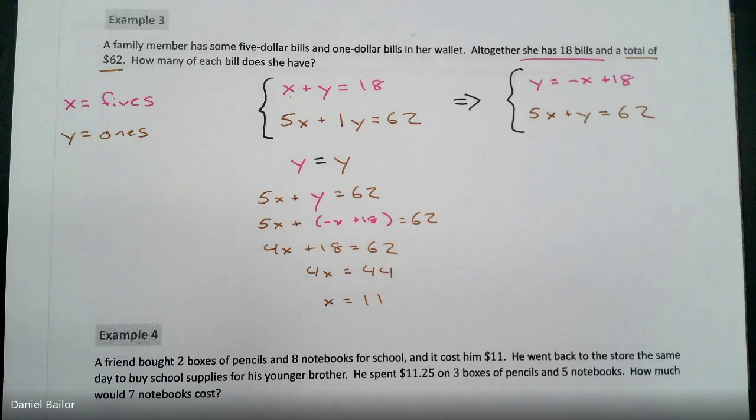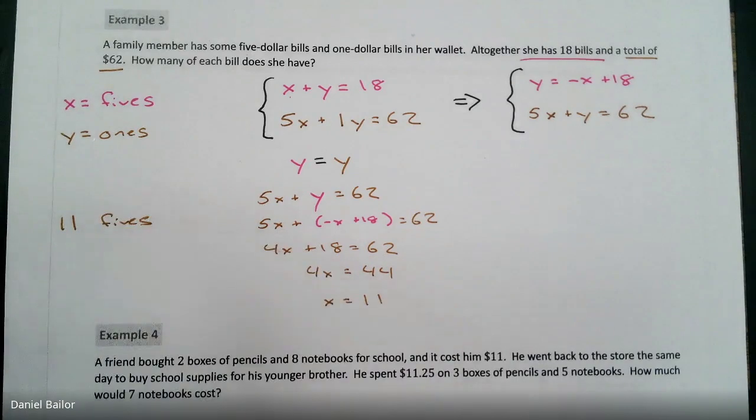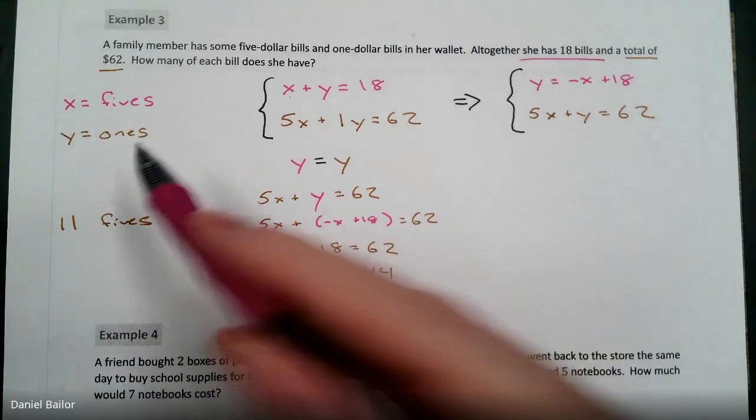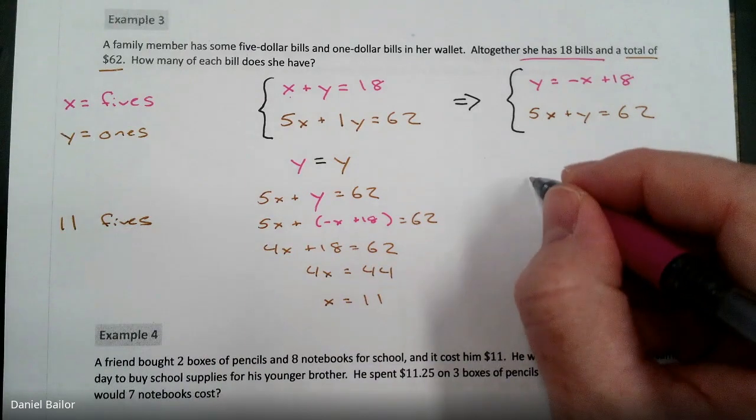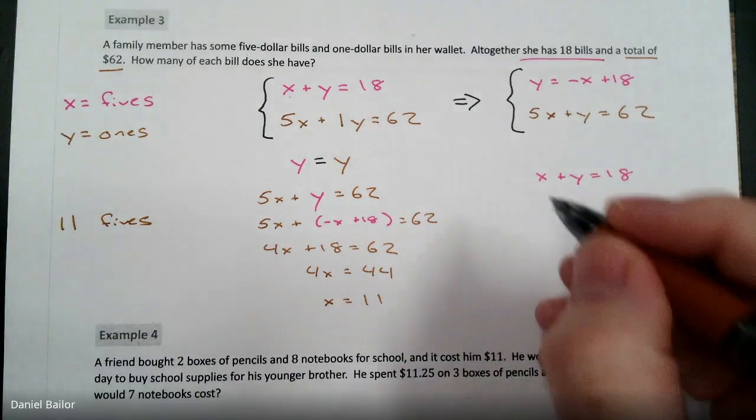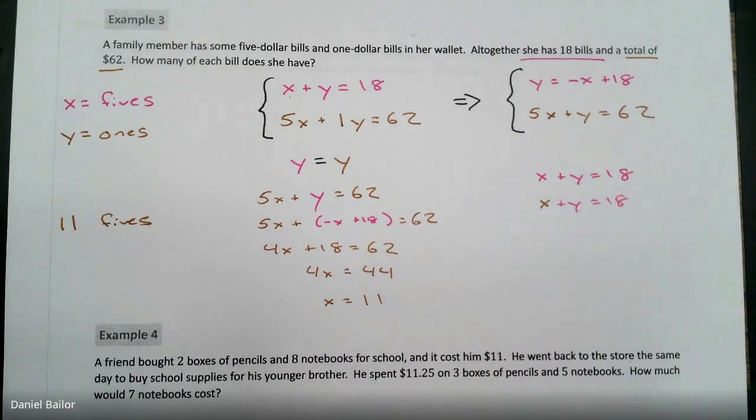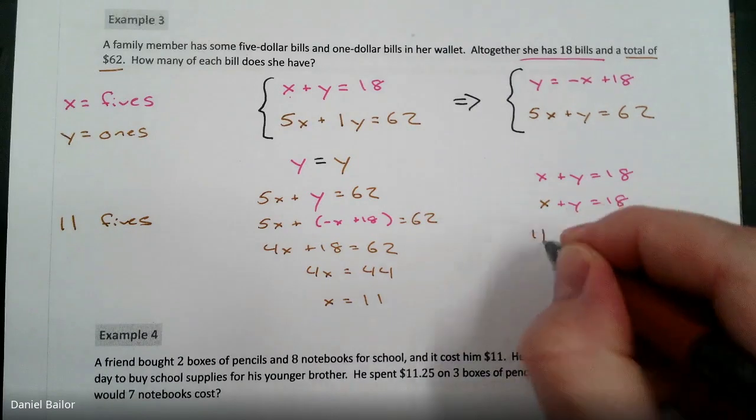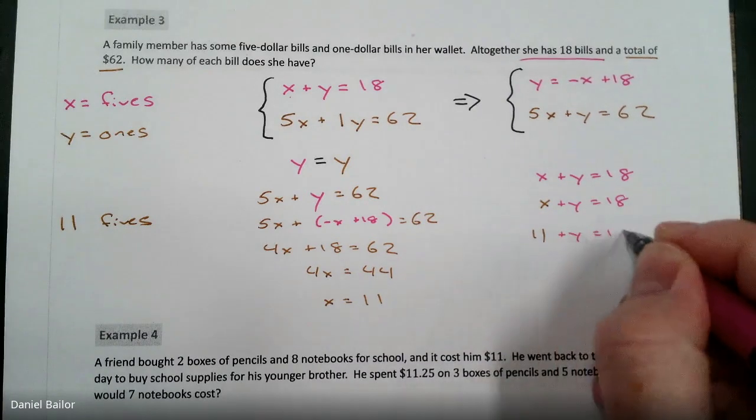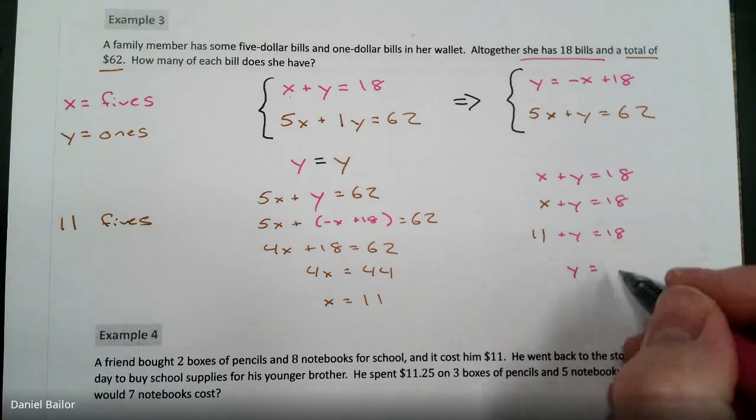So x is 11, which means she has 11 x's, so 11 $5 bills, 11 fives. Now we need to find out how many ones she has. So for this one, I'm going to take the first equation, x plus y equals 18, which is 11 plus y equals 18. So to get the y by itself, I just do minus 11 from both sides. 18 minus 11 is 7.